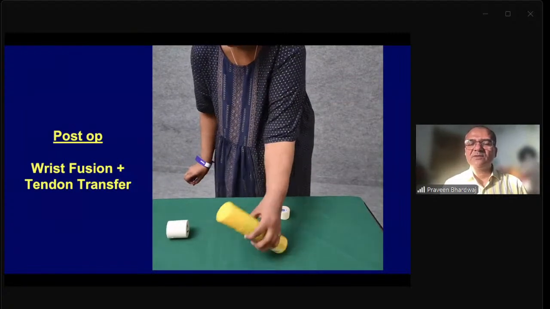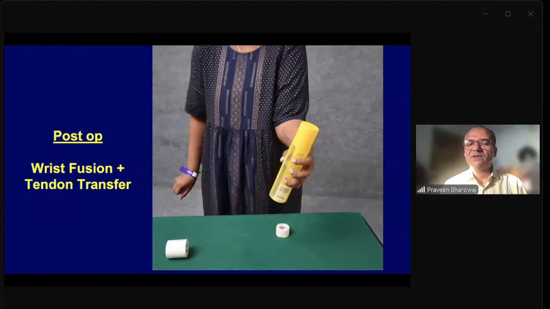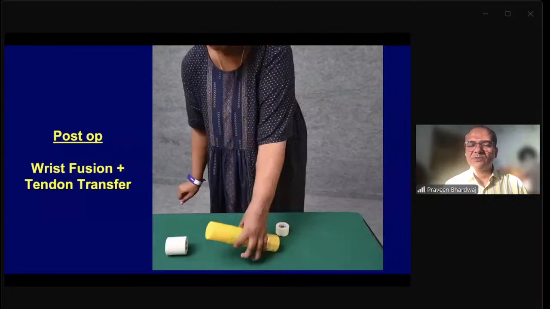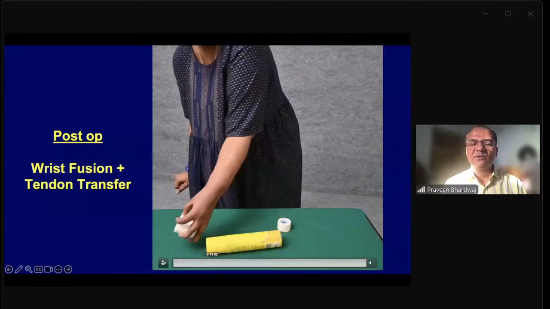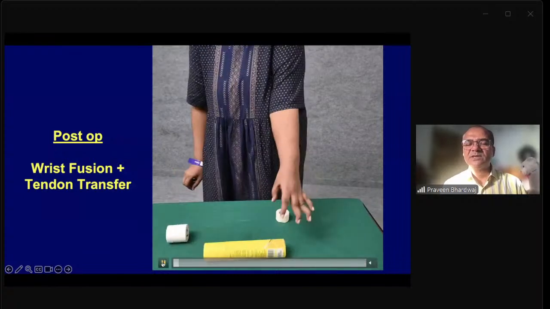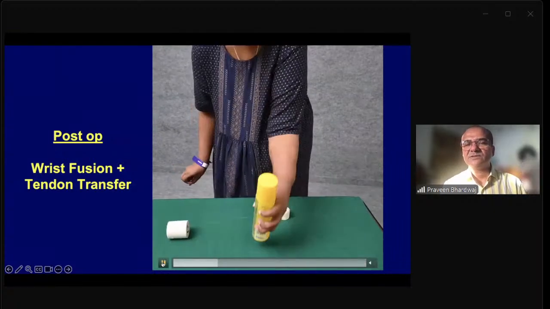You can see there is a good posture of the wrist. The fingers are opening up. The thumb is opening up. And she is able to quite comfortably pick up things and use the hand for all activities.